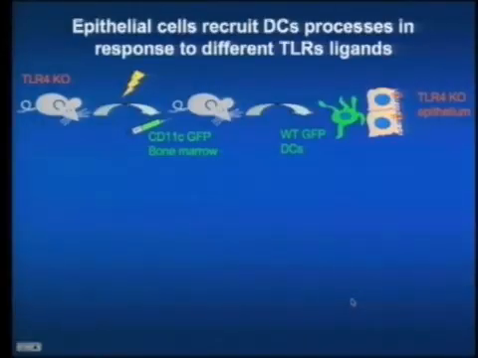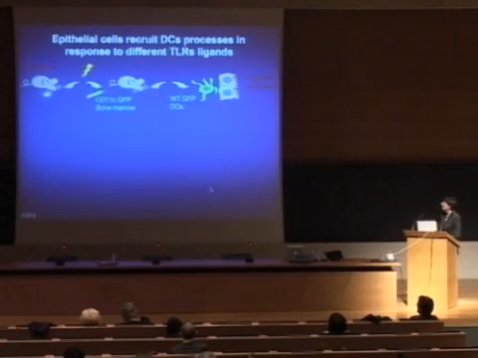In order to study this, we did chimera experiments, bone marrow chimeras. We took mice in which TLR4 was knocked out, and these mice were irradiated, so the bone marrow cells were killed, and were reconstituted with bone marrow from mice in which all the dendritic cells would be green because they are from CD11c GFP positive mice. In this case you have dendritic cells that are wild type, so they do express toll-like receptor 4, while the epithelium will be knocked out because the recipient mouse is a knockout for TLR4.